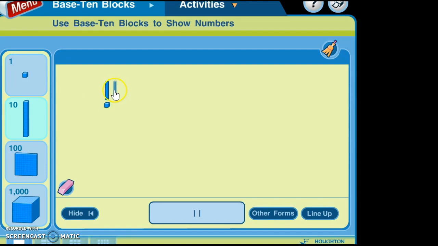So there's 1 penguin, 2 penguins, 3 penguins, and 4 penguins. So we get the same number. And notice that we have it in 2 separate categories. We've got the long pieces, so the tens, and then we have the units.